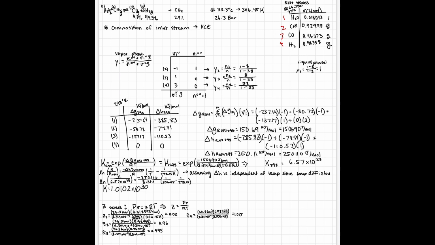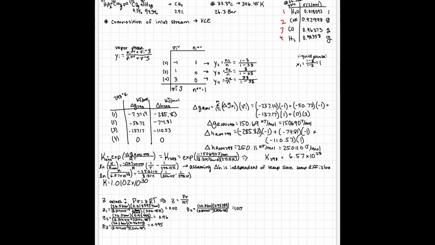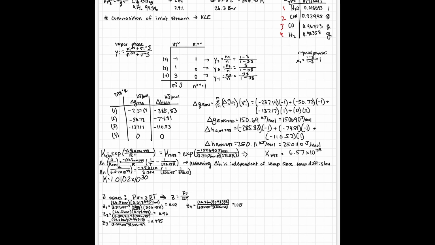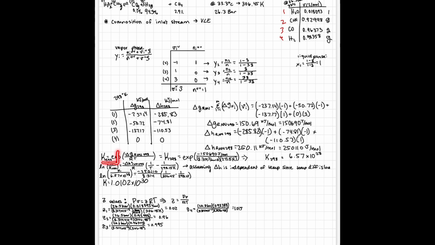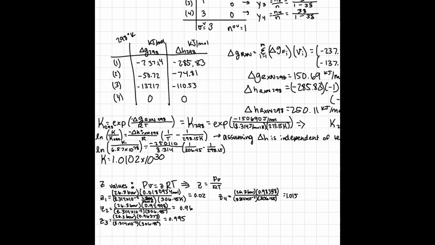We then found delta G at 298 by calculating all the delta G's of formation and finding the reaction. And we used that to find our equilibrium constant at 298, which we ended up being able to correct for temperature values. But since 306 is really close to 298 Kelvin, we assume that delta H is independent of temperature. And so we were able to solve for K being 1.01 times 10 to the 30 power.